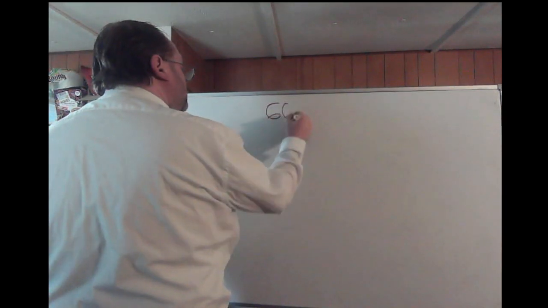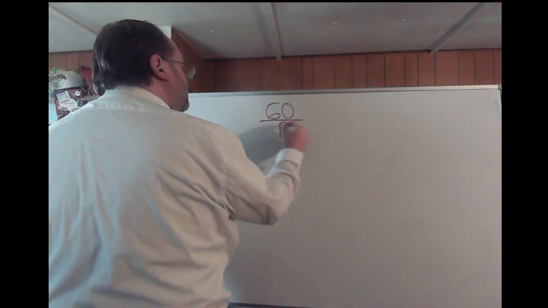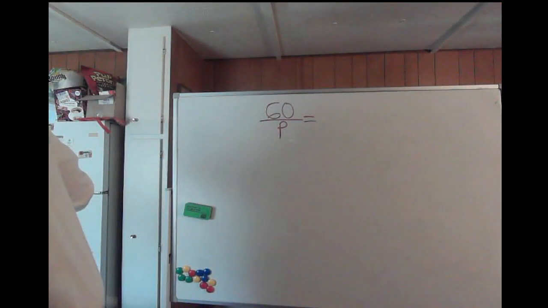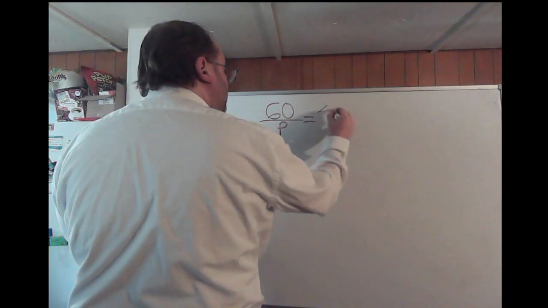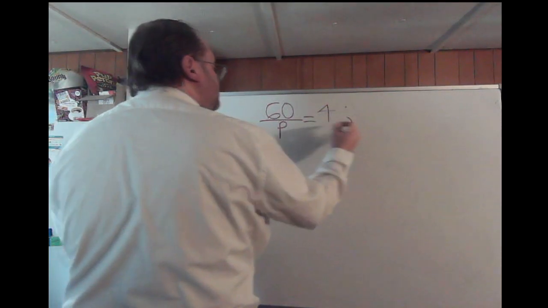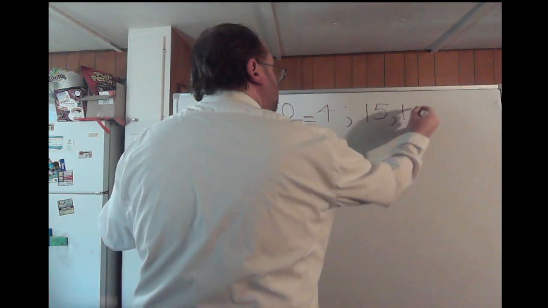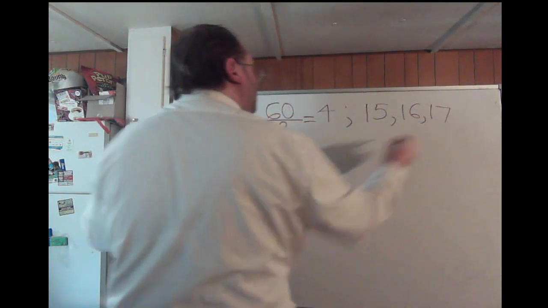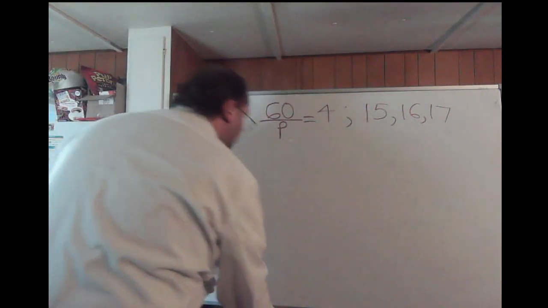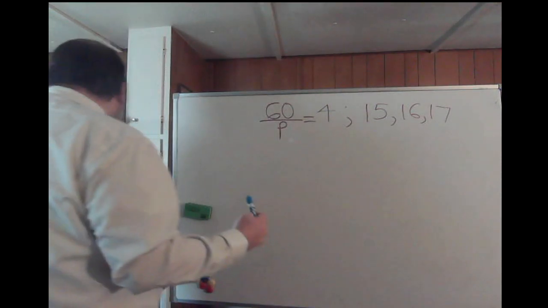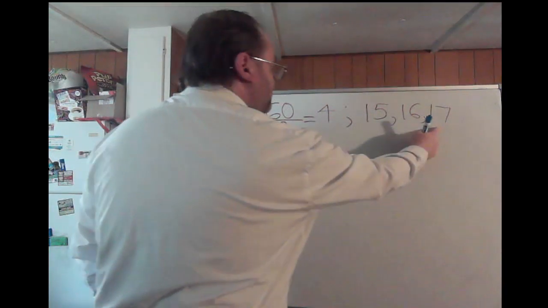Let's do one more equation like this. Let's see here. How about 60 over p is equal to 4. 60 over p equals 4. Your possible solutions are 15, 16, and 17. Okay? So we got the equation 60 over p equals 4. Your possible solutions are 15, 16, or 17.